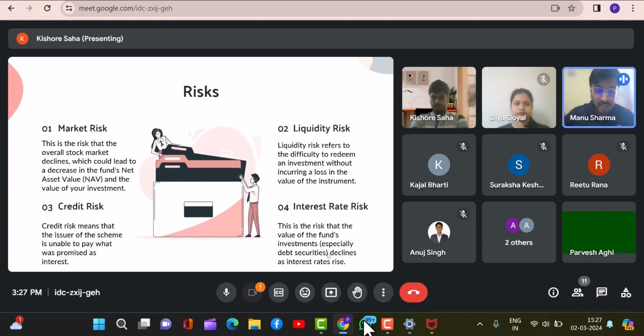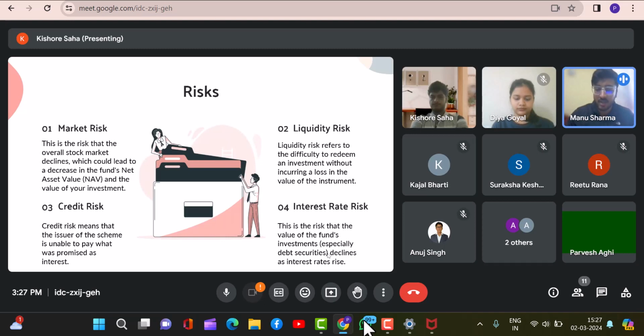So the first risk that a mutual fund usually faces is the market risk. So we've heard the phrase that mutual funds are subjected to market risk. This is true for all kinds of mutual funds. Even the flexi-cap fund is prone to market risk. Market risk includes risk of recession, inflation, and things like that. It can lead to losses for investors and reduction in the net asset value of the mutual fund. The second type of risk is a liquidity risk.